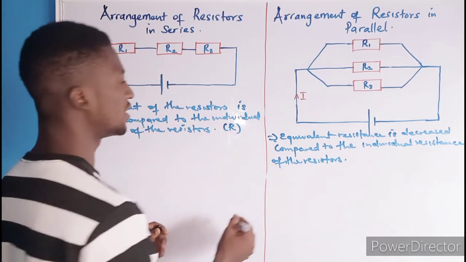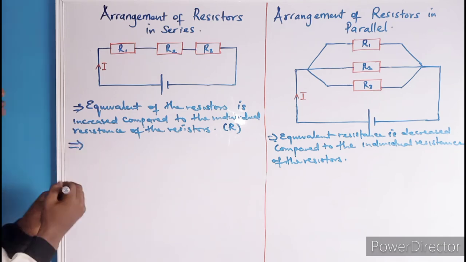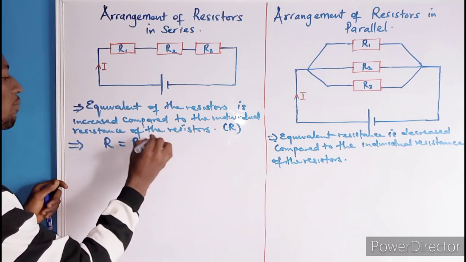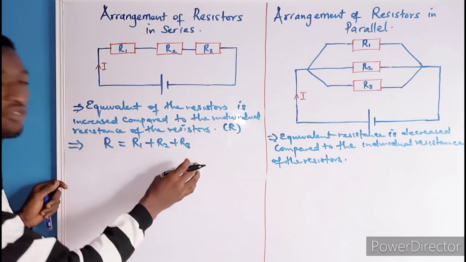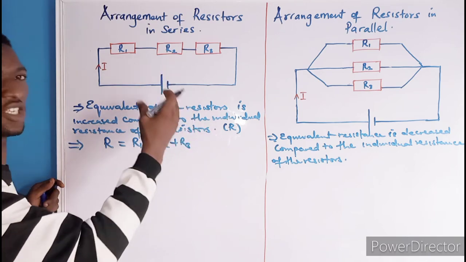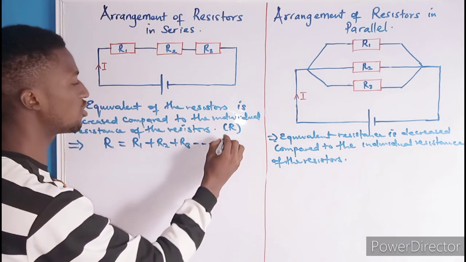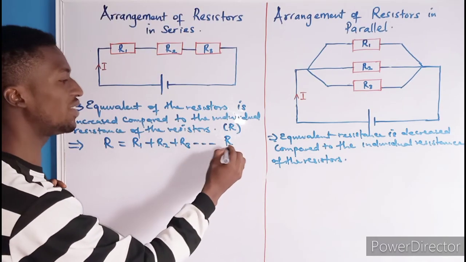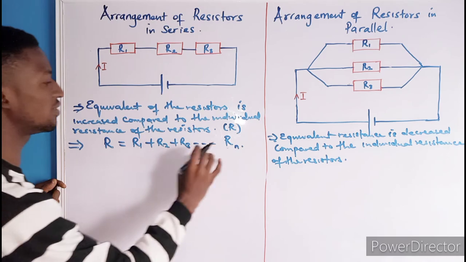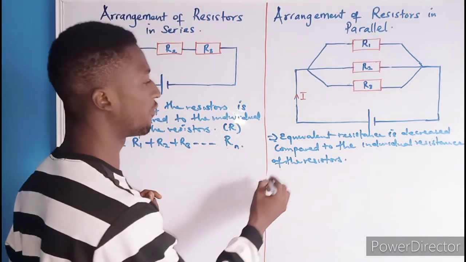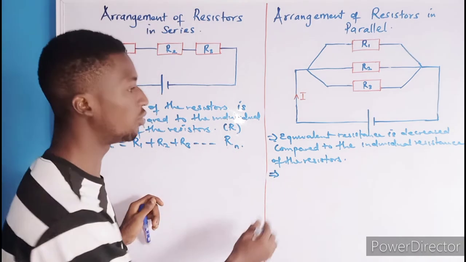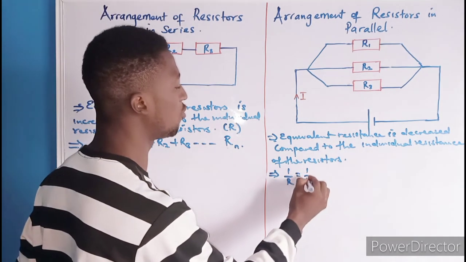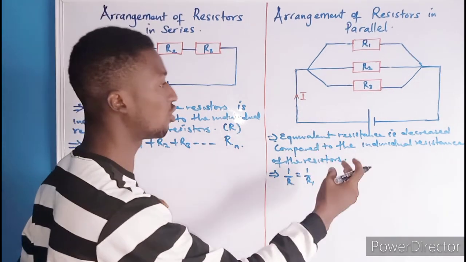Secondly, you observe that in order to quantify the equivalent resistance, you can use the expression that R is equal to R1 plus R2 plus R3, because I said it is increased. Now, you can have as many resistors as possible in this arrangement. So we can use a continuation sign to show that this can continue to whatever number of resistors you have in the circuit. The last resistor will be taking a resistance value of Rn. That's for this expression. But when it comes to the arrangement in parallel, we instead say that your equivalent resistance will be taken as 1 over R. And that is given as 1 over the resistance value of the individual resistors that you have in the arrangement.